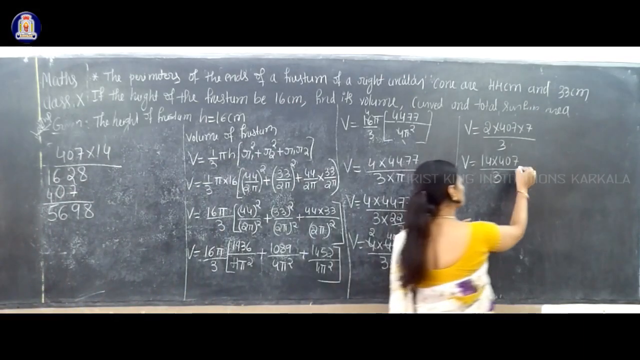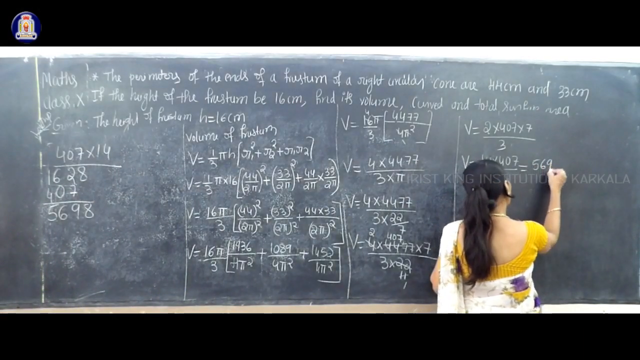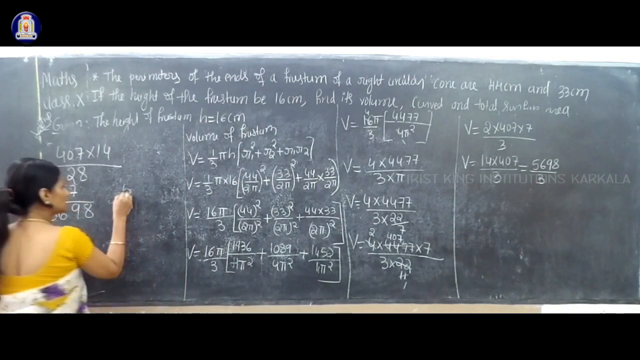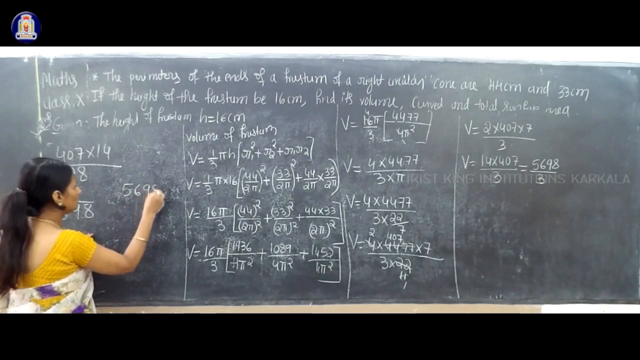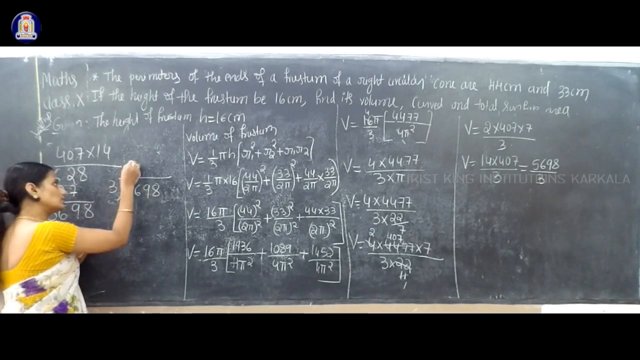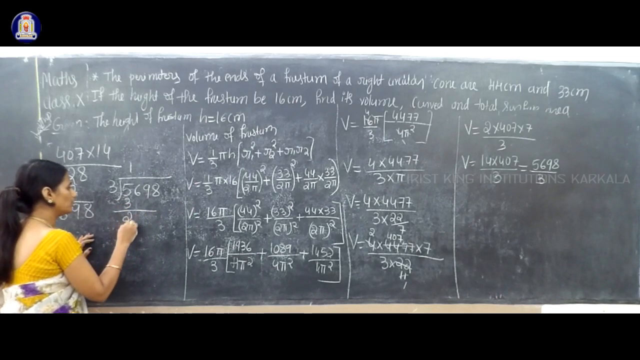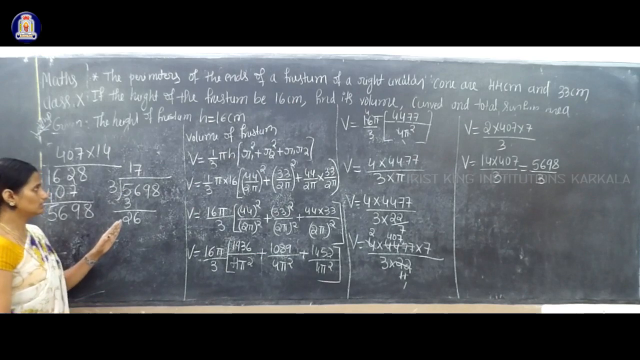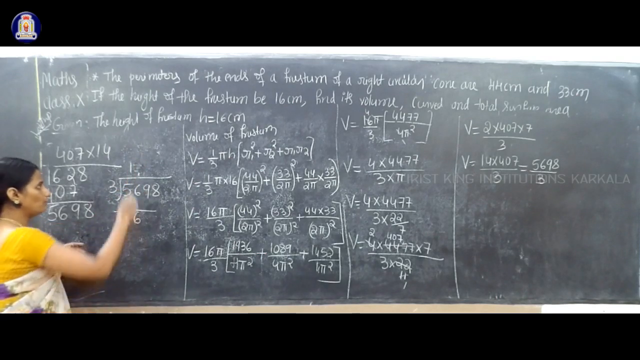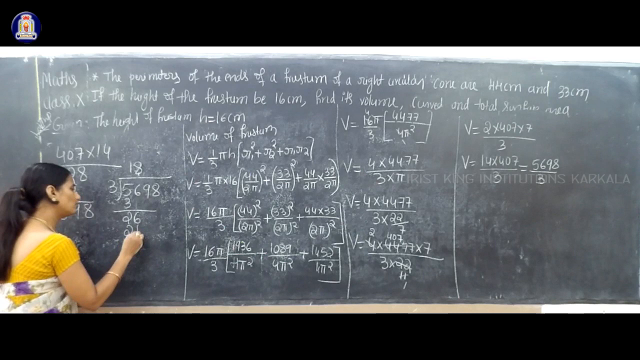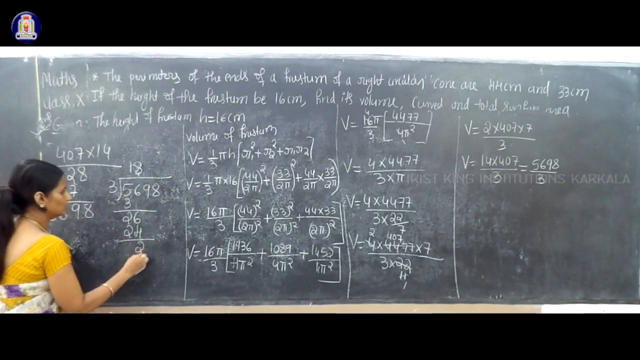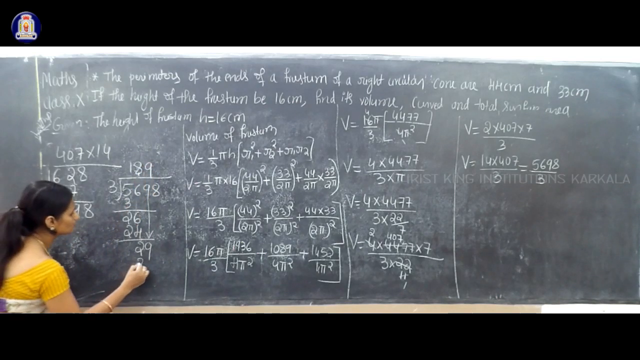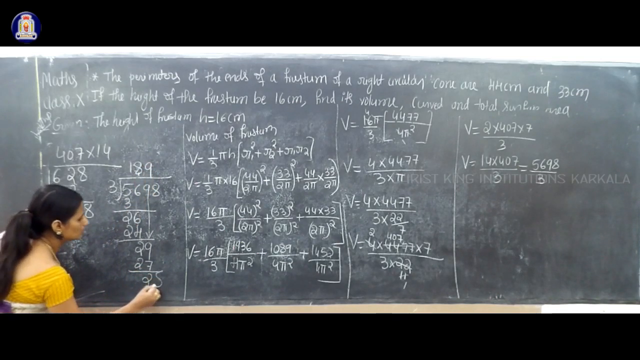So this answer is 5, 6, 9, 8 divided by 3. So we will divide. So 5, 6, 9, 8 divided by 3. So 3 ones are 3, 2 remain, 26. 3 sevens are 21. 3 eights are 24. 3 eights are 24. So 2 remainder, 29. 3 nines are 27. 2 remainder, 28.